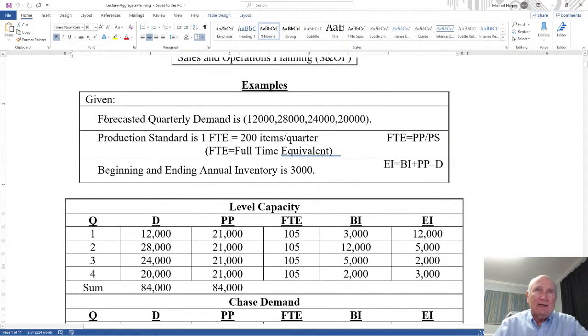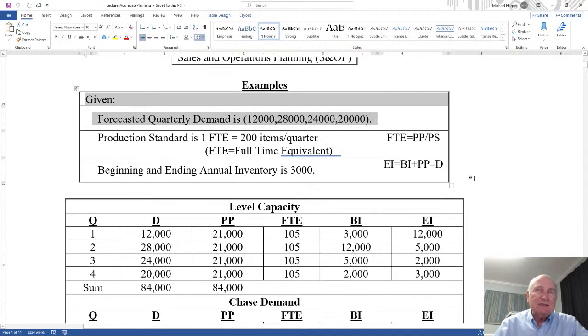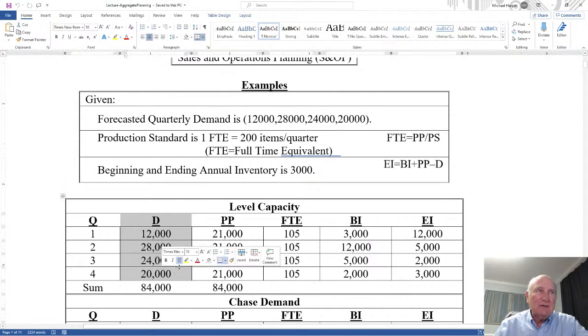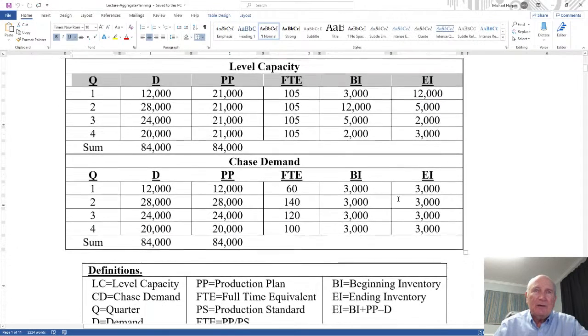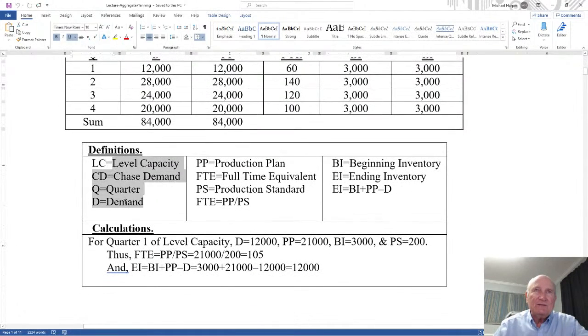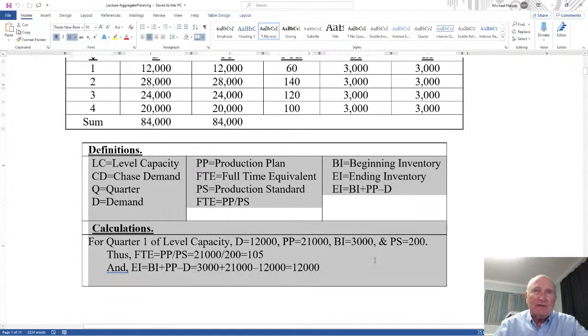First of all, we are given a forecasted demand: 12,000, 28,000, 24,000, 20,000. We bring those down here under demand, and there they are. If we sum that, our annual demand is 84,000. Now, for these titles up here, down here below, I have the definitions of terms, I have equations, and I have calculations. So I'll be referring to these up here.